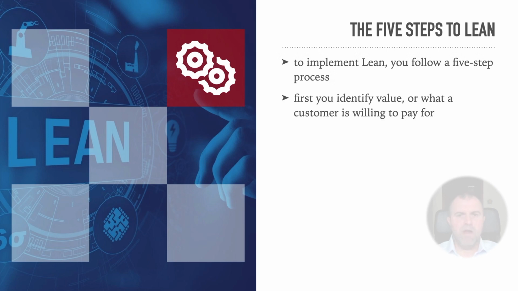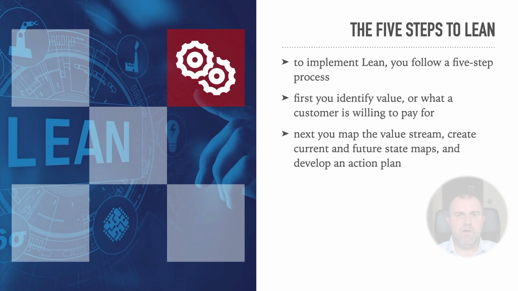To implement Lean, you follow a 5-step process. First, you identify value, or what a customer is willing to pay for. Next, you map the value stream, create current and future state maps, and develop an action plan.